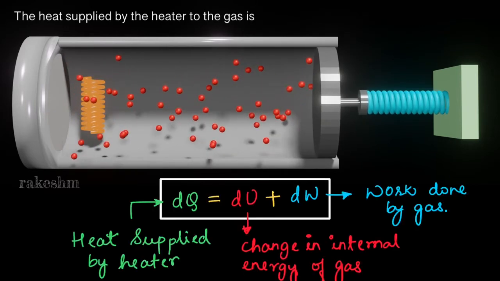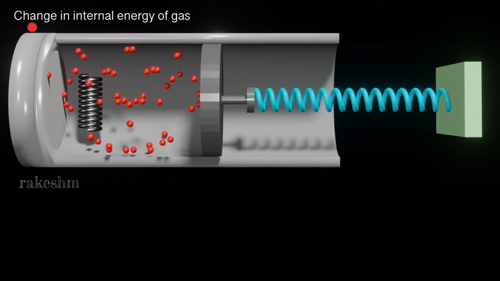So we'll use the first law of thermodynamics to calculate the heat supplied by the heater. You know that this is a differential form of the first law where dQ is the heat supplied by the heater, dU is the change in internal energy of the gas, and dW is the work done by the gas. So we will calculate the change in internal energy and the work done by the gas. The sum of these two will give us the heat supplied by the heater. First, let's calculate the change in internal energy of the gas.